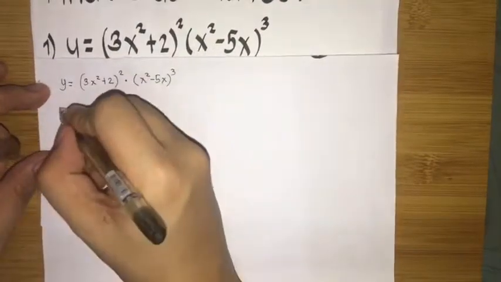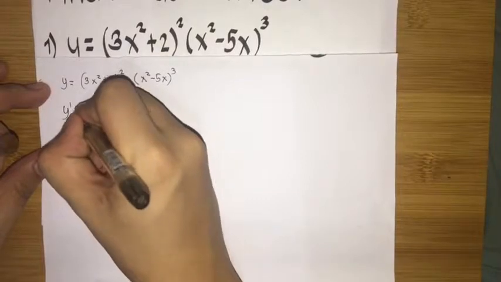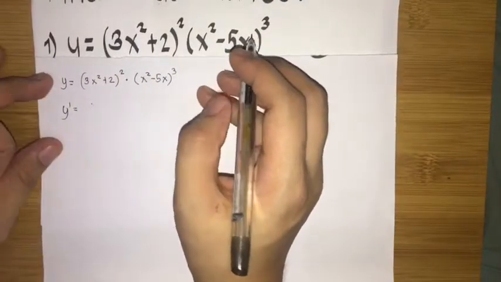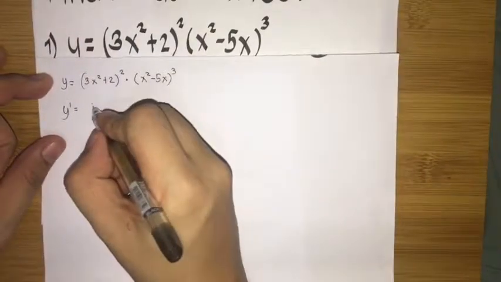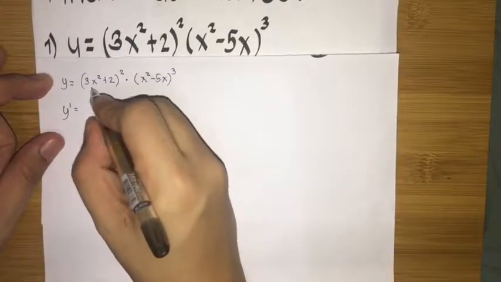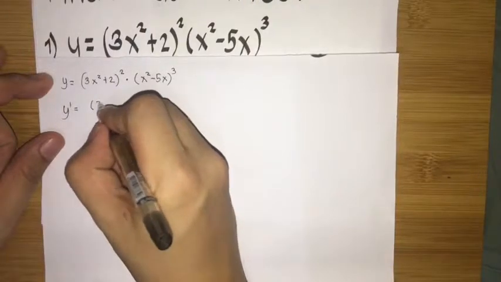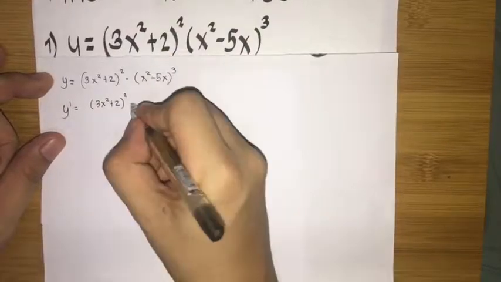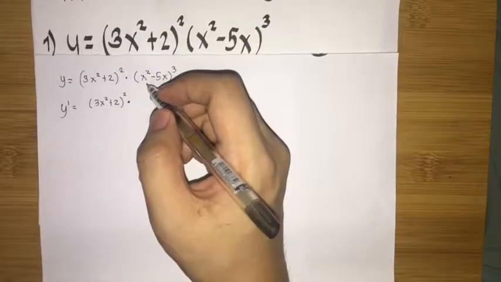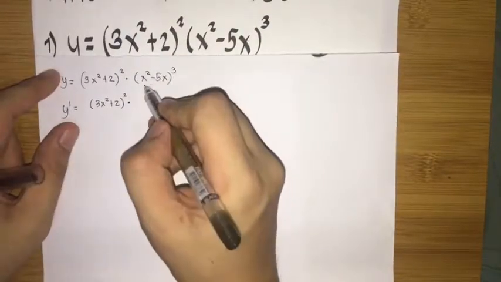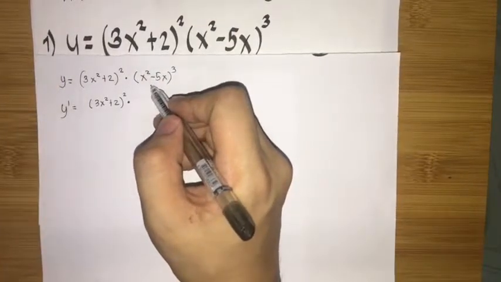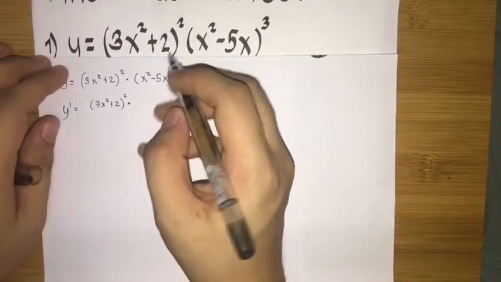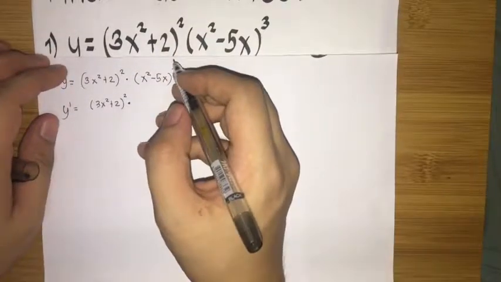So let's start. So y prime will be, for the product rule, the formula states that we'll just have to copy the first function. So let's say (3x squared plus 2) quantity squared, then multiply it by the derivative of the second function, which is in this case, let's say (x squared minus 5x) quantity cubed. So since it is a composite, we will apply chain rule.